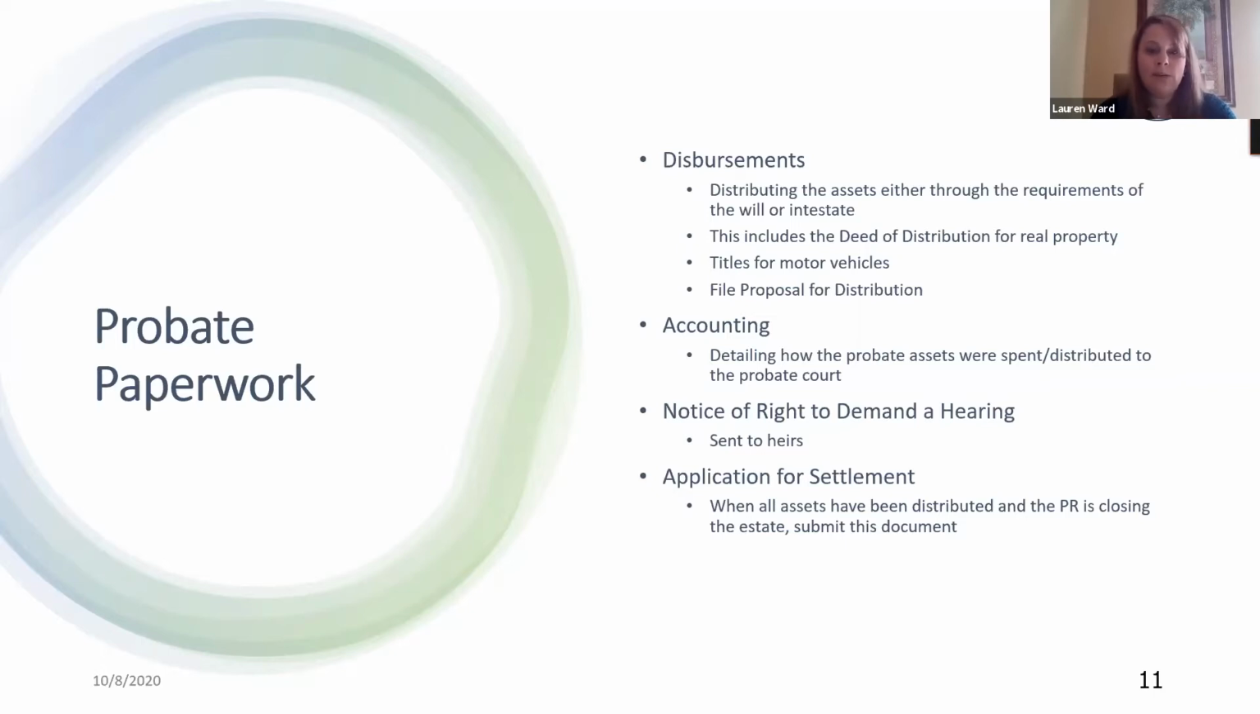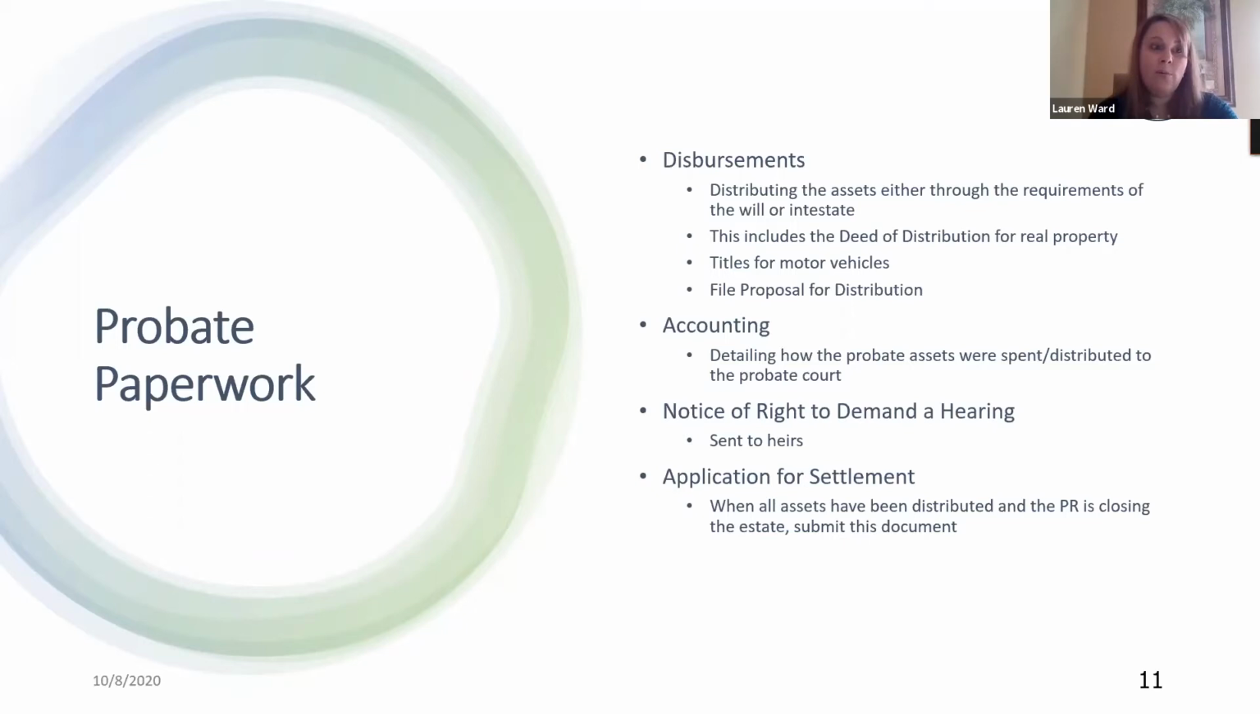So it's very important to keep good records so you'll be able to do this final accounting. You have to send notice of a right to demand a hearing to the heirs. So this is if they believe something has been done wrong by you, or they're not sure and they need more information, they can request a hearing on everything. If everything has gone smoothly, you do an application for settlement, and the PR is released of their liability.